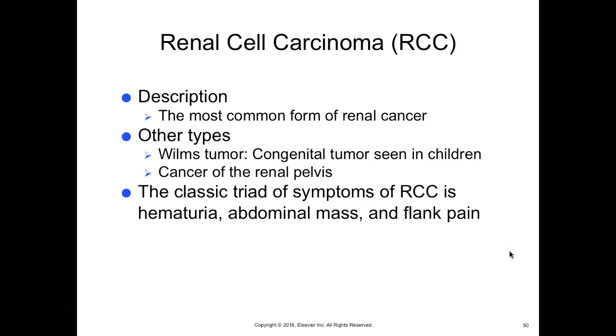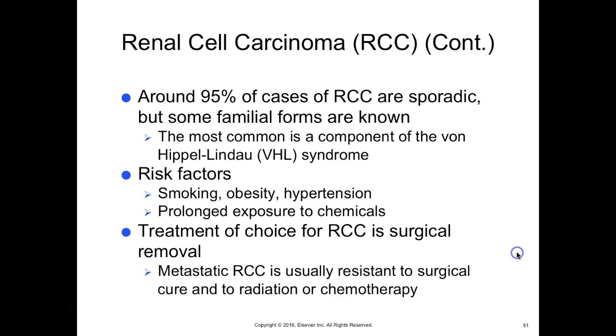Renal cell carcinoma, RCC, description: the most common form of renal cancer. So renal cell carcinoma is the most common form of renal cancer in adults. The other type is Wilms, which is pronounced with a V, not with a W. Wilms tumor is a congenital tumor seen in children, and it's a cancer of the renal pelvis. The classic triad of symptoms of renal cell carcinoma is hematuria, abdominal mass, and flank pain.